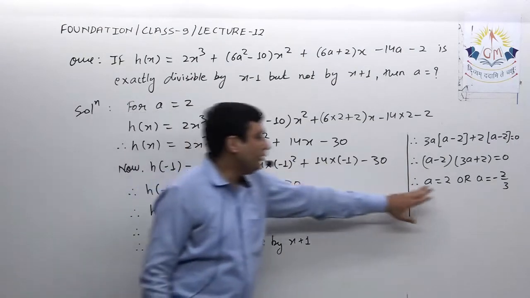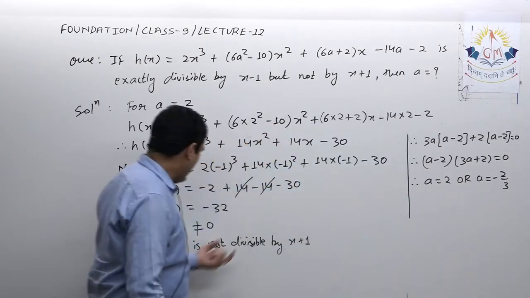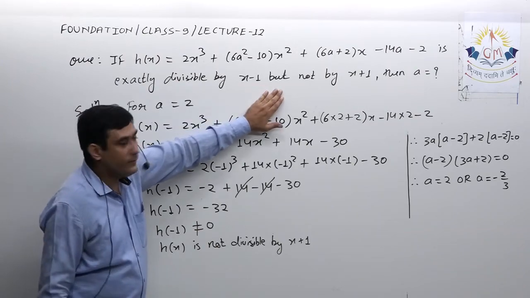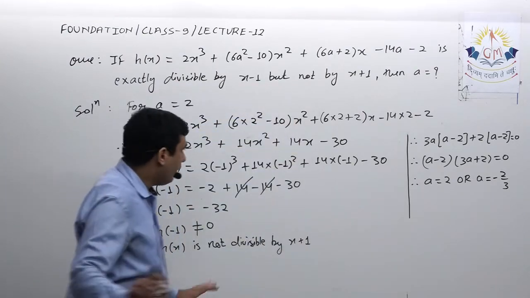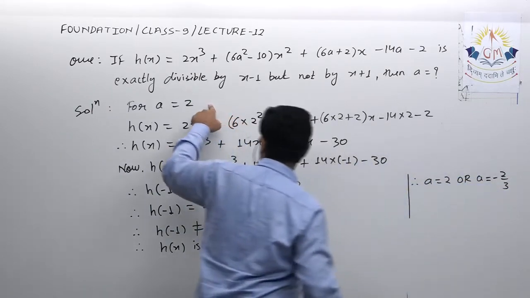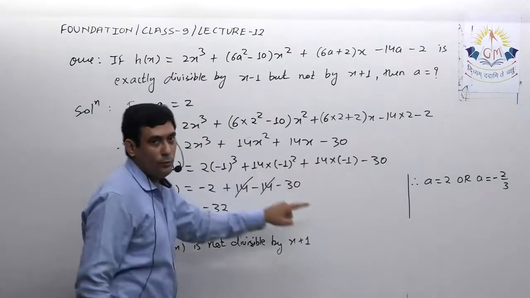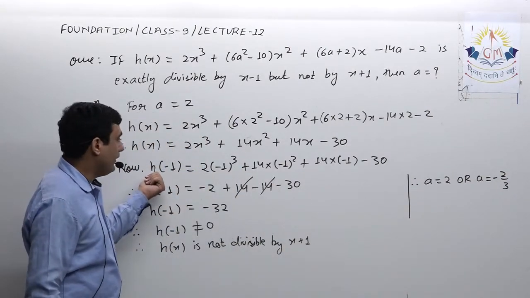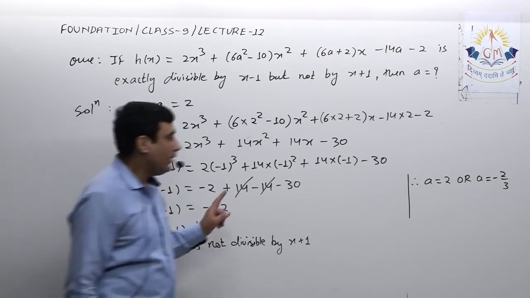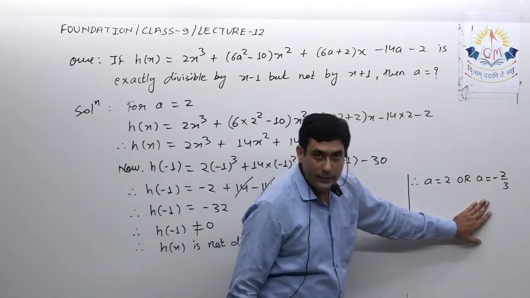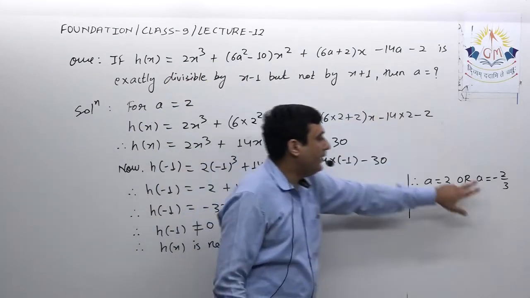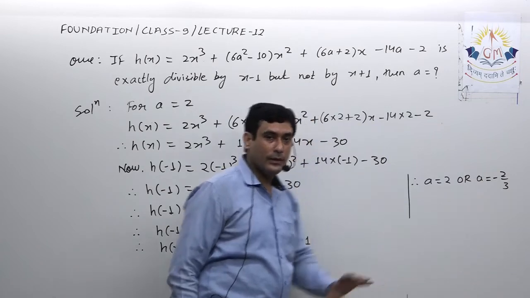See, there are two values. If I put a equal to 2, we are getting the conclusion that the polynomial is not divisible by x plus 1. That is what is in the question as well. But for our confirmation, we will find the polynomial for a equal to minus 2 by 3. Over there again we'll check the value of the polynomial at x equal to minus 1, and then definitely that will be 0. That means if I put a equal to minus 2 by 3, this polynomial will be divisible by x plus 1. That's why a equal to minus 2 by 3 is not the correct answer.